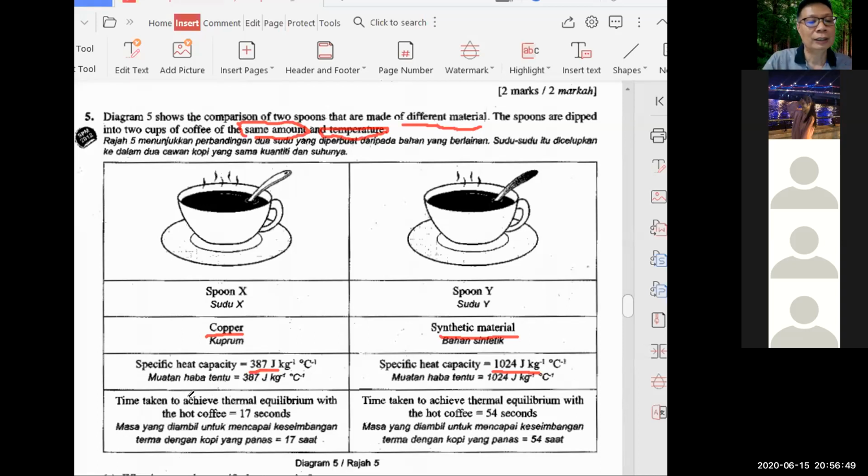Next. Time taken to achieve thermal equilibrium. This one very fast, it's 17 seconds. This one take longer time, 54 seconds. So you know the difference already.